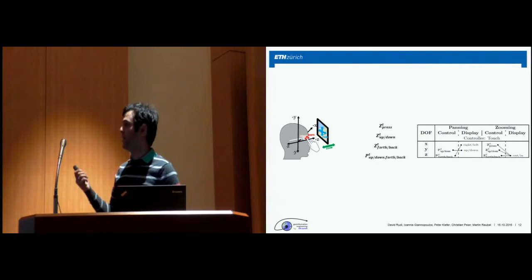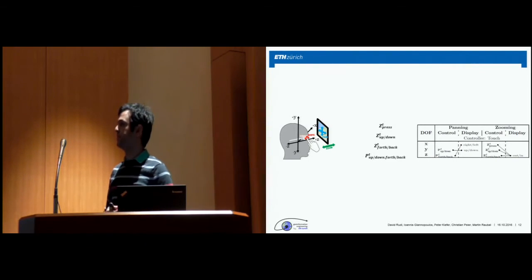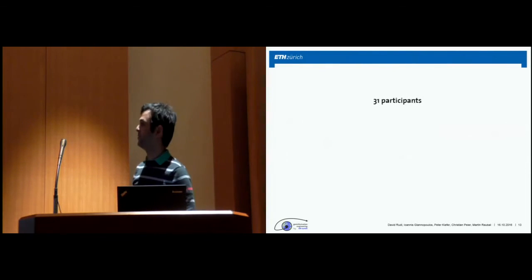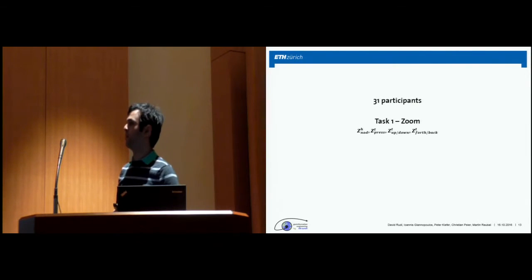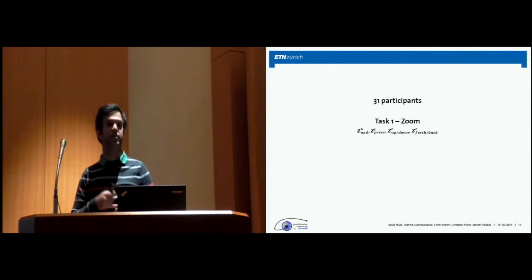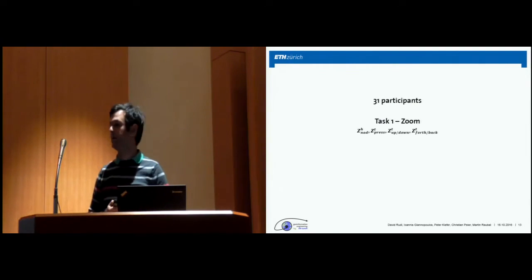So we evaluated all these interaction methods with 31 participants. Each participant was asked to do 3 main tasks. First, there was a zooming task where participants had to zoom with each of the interaction methods. Of course, everything was counterbalanced.